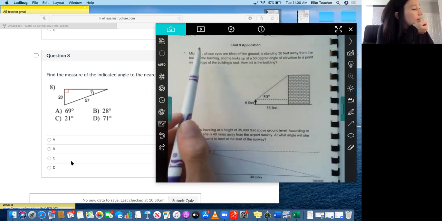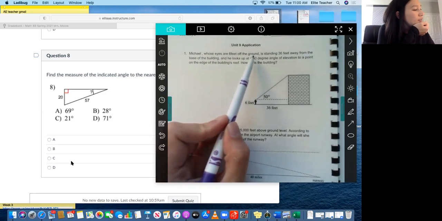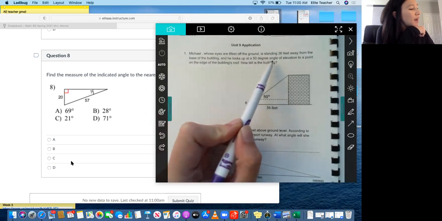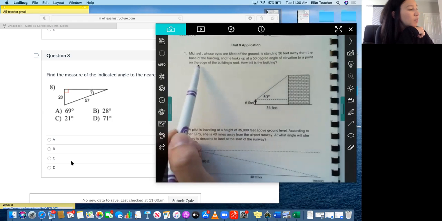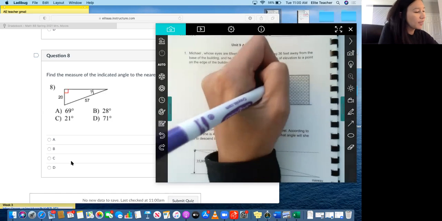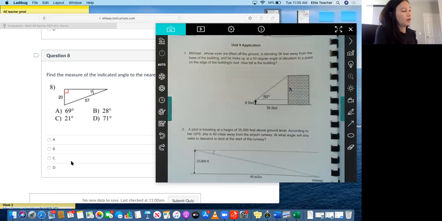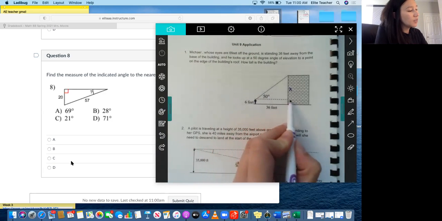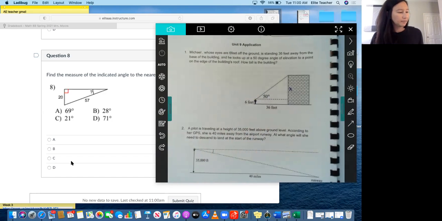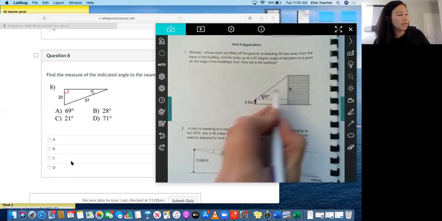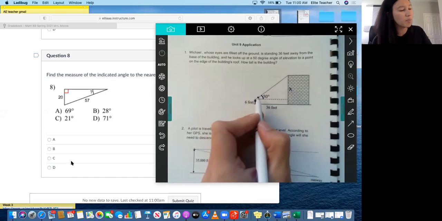Okay, so Michael, whose eyes are 6 feet off the ground, is standing 36 feet away from the base of the building, and he looks up at a 50-degree angle of elevation to a point on the edge of the building's roof. How tall is the building? So we're trying to figure out this height over here. So he's at a 50-degree angle, and he's 36 feet from the building. So here's our reference angle. So the height of the building is our opposite, adjacent, or hypotenuse?